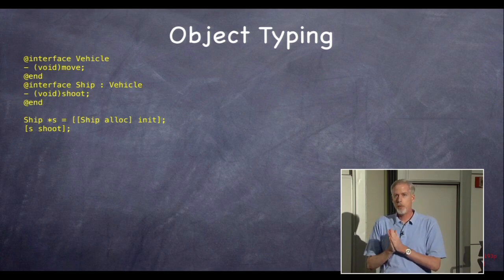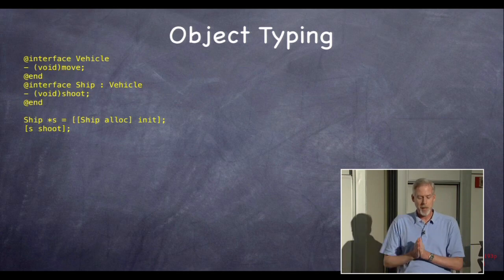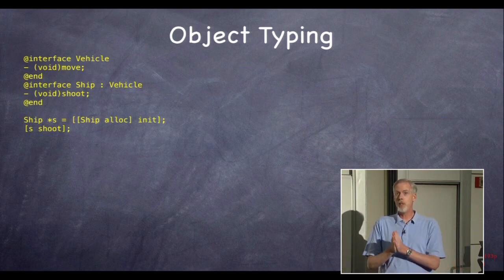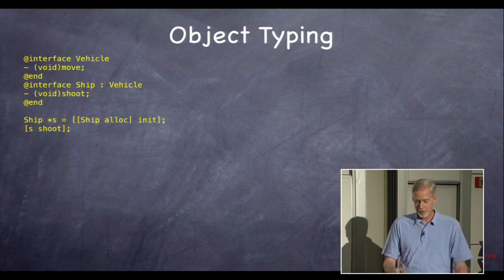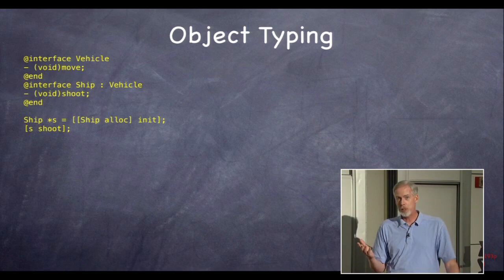It has one method, which is move. Vehicles can move. And then I have another class, ship. I know you love ship. And a ship is a vehicle, so it can move, but it can also shoot, right, using its photon torpedoes, presumably. So I'm allocating a ship right here, and I'm sending it shoot.